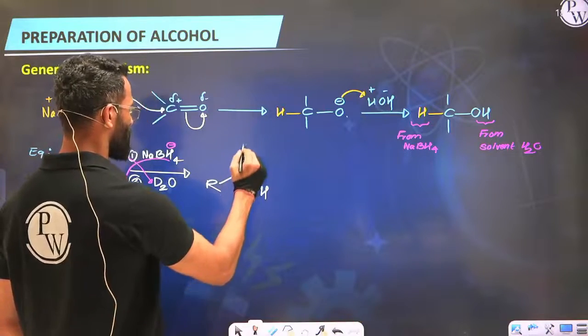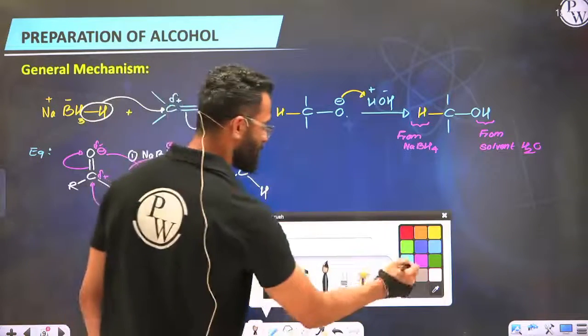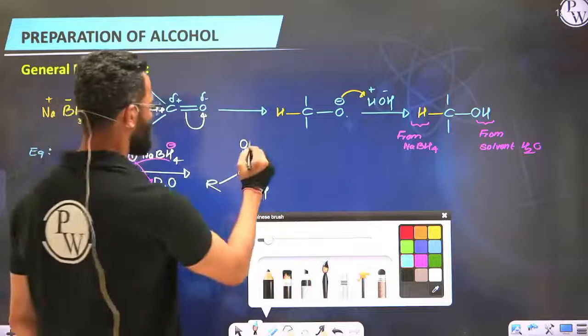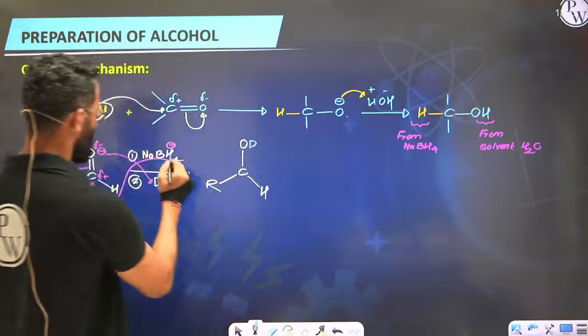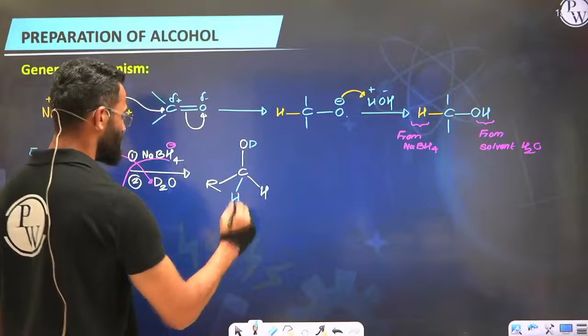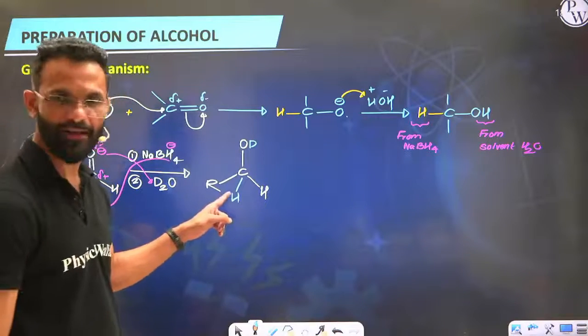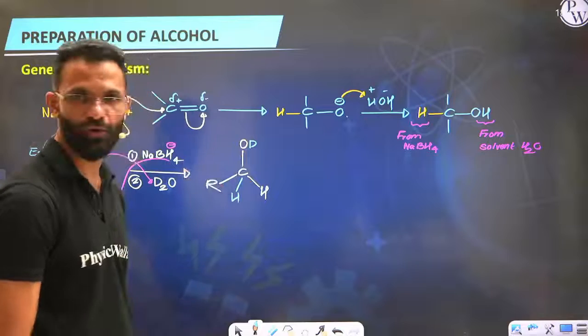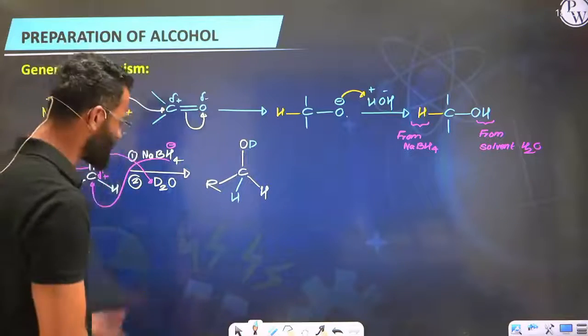This was single bond O. Now O has attacked at D, so you'll get D here, and hydride from sodium borohydride has attacked here, so this is going to be H. So this is from the metal hydride and this D is from the solvent. That is what you have to make out, the difference.